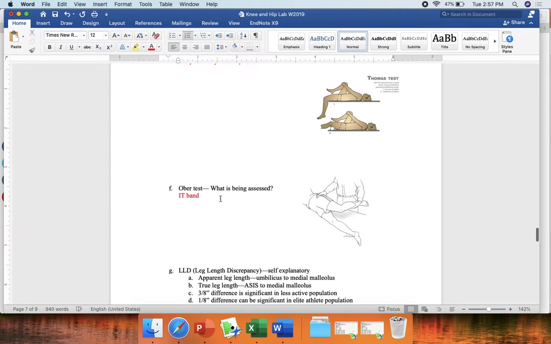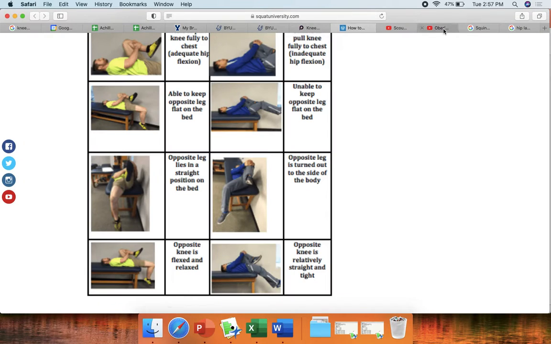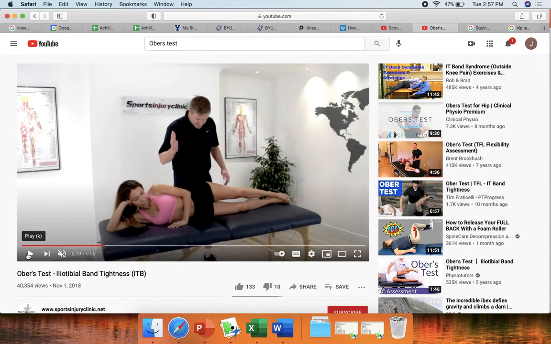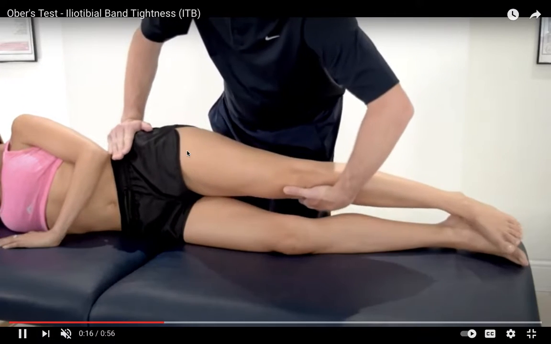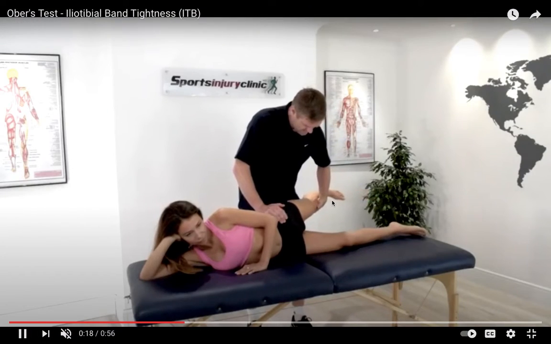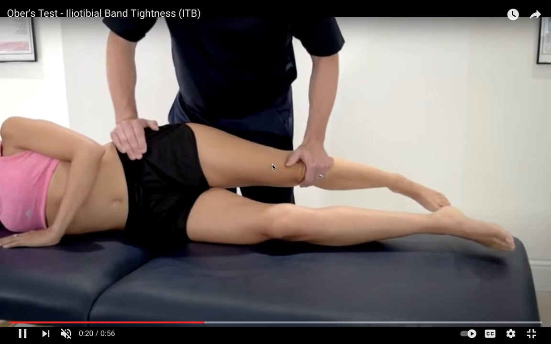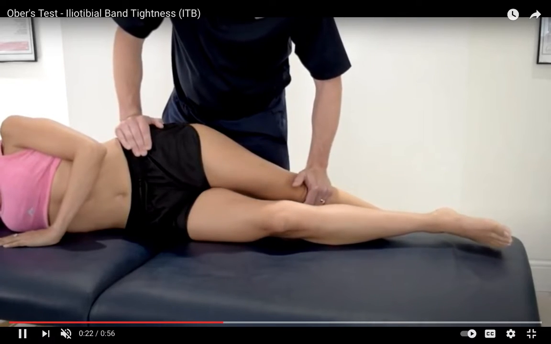The last one is Ober's test. I've got a video on this one here. So what you're going to be looking for here is you're going to stabilize the pelvis. You're going to just bring the affected leg back and lower it down. So I'll pause that there.